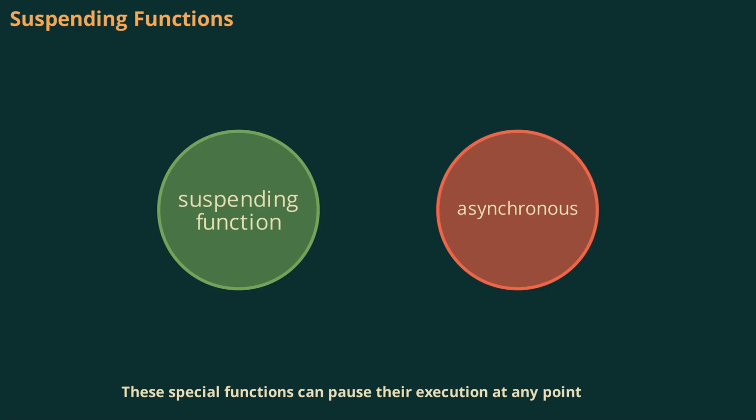These special functions can pause their execution at any point, waiting for a result or resource, and then resume when it's ready. This allows you to write code that looks and feels synchronous, but actually handles asynchronous operations under the hood. For example, you can fetch data from a server, wait for a response, and then update the UI, all in a single, readable function. This makes your code easier to understand, maintain, and debug.